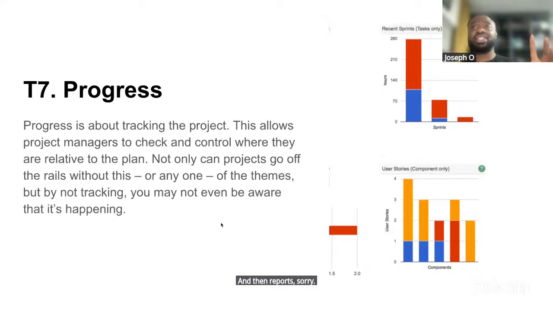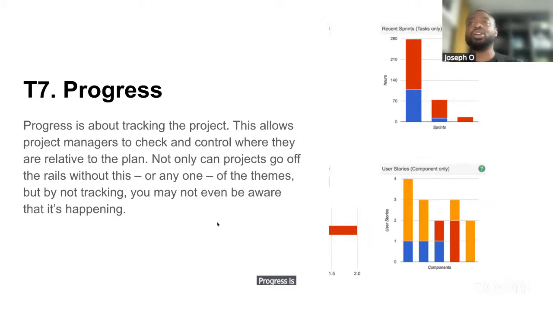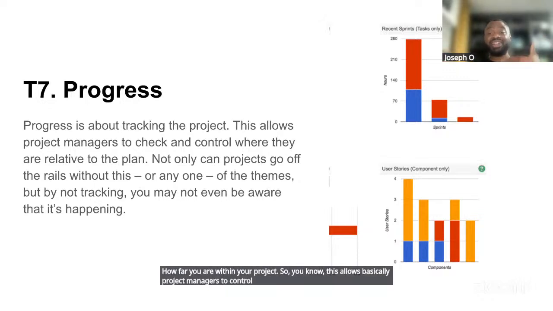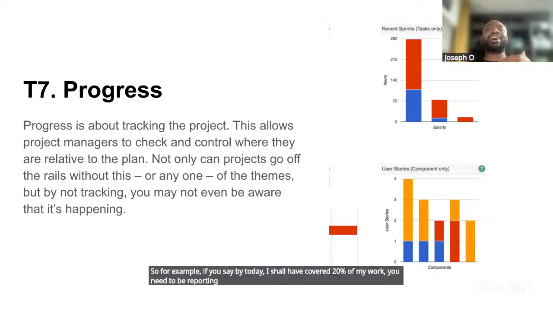Progress, which is the seventh theme, talks a lot about reporting. That's why I said reports. Progress is about tracking what you are doing, how you're going, how far you are within your project. This allows project managers to control and check where they are relative to the plan. So, for example, if you said by today I should have covered 20% of my work, you need to be reporting against that. Have I actually reached 20%? Or am I below? Or am I above? Those things need to be checked regularly as a project manager.